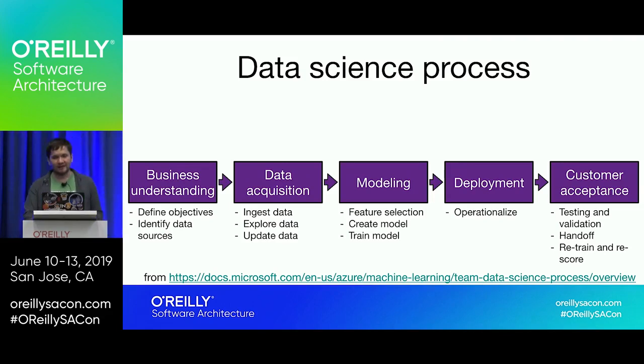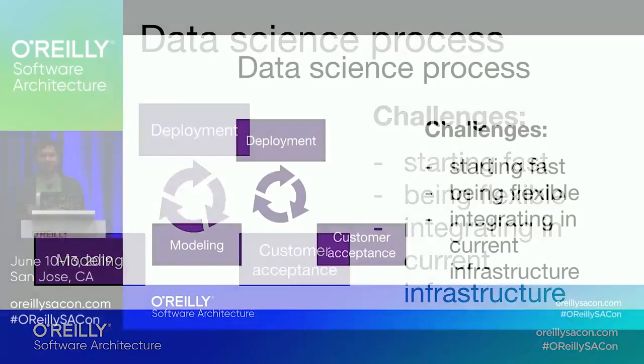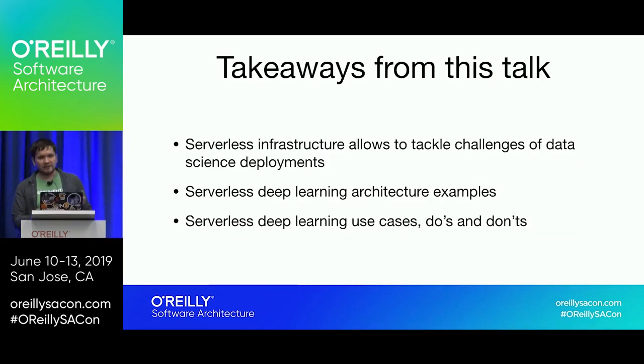So actually, the last 3 steps are more like an iterative process. You get feedback, you update the model, you deploy to production, get more feedback. So the challenge here is that we have to have a flexible infrastructure so we can actually start early to get some early results. Basically, the takeaways which I want you to have after this talk are how this infrastructure allows you to tackle these challenges, different examples of architecting it, and use cases, do's and don'ts.